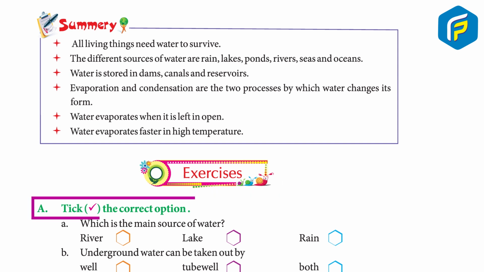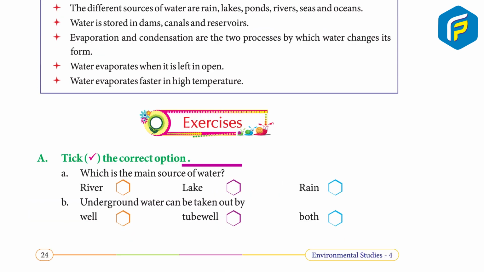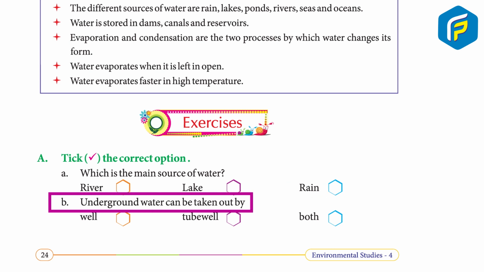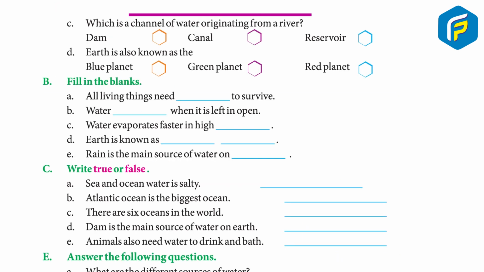Exercise. A. Take the correct option. A. Which is the main source of water? River, lake, rain. Answer. Rain. B. Underground water can be taken out by well, tube well, both. Answer. Both. C. Which is a channel of water originating from a river? Dam, canal, reservoir. Answer. Canal. D. Earth is also known as the blue planet, green planet, red planet.